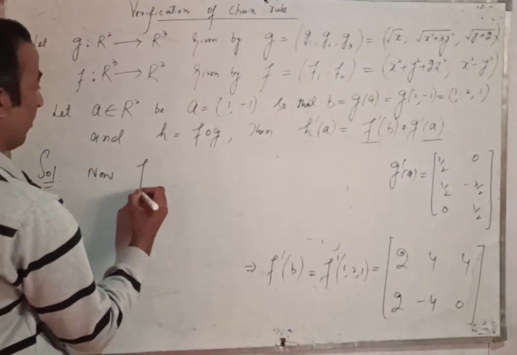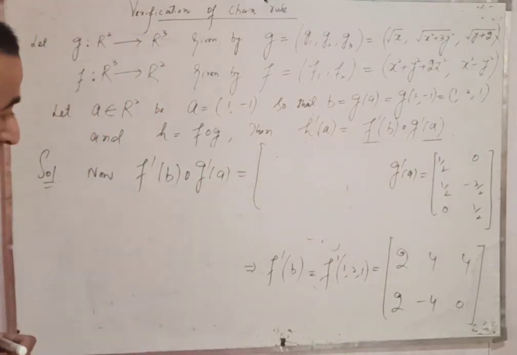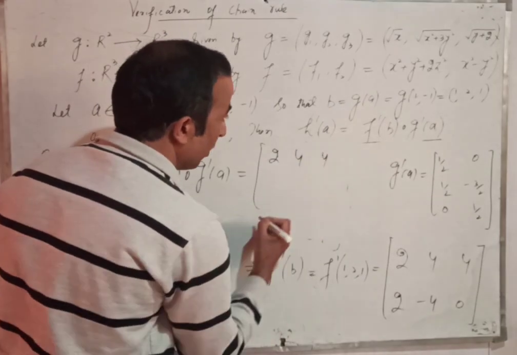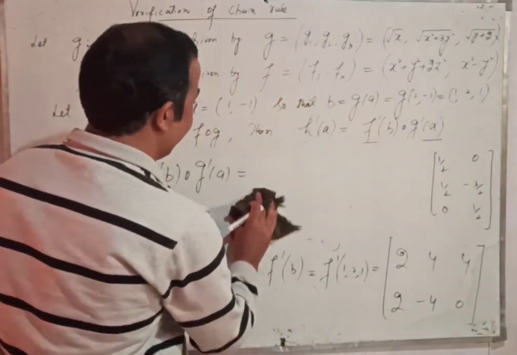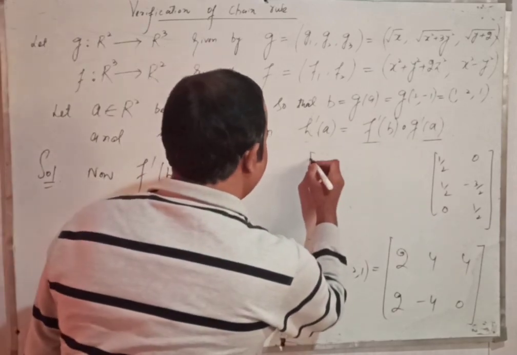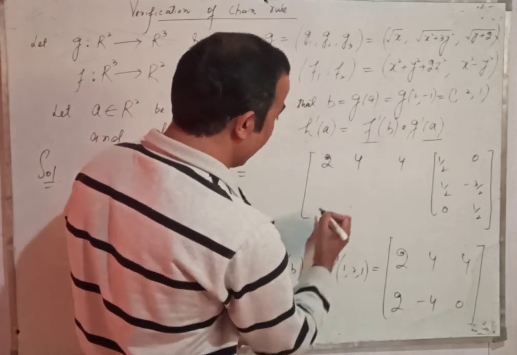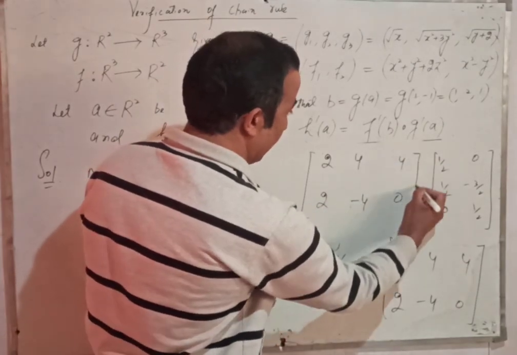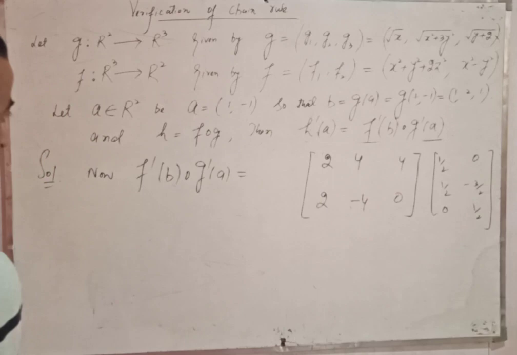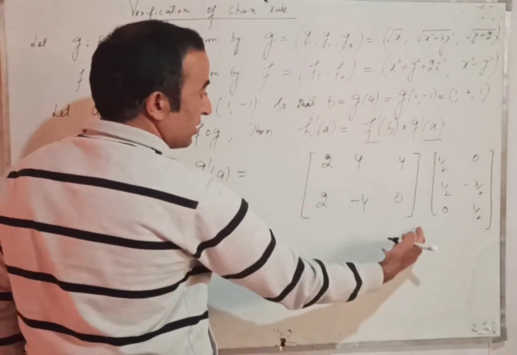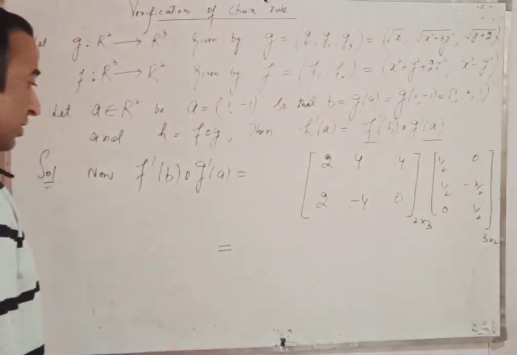Now, f dash of b operation g dash of a will be equal to f dash b, which is [2, 4; 4, -2]... I'll write it like this because g dash is given to me here. The value of f dash is 2, 4 and 4, 2 minus 4 and 0. Now I have to multiply these two to get the value of the right hand side, which is the product of these two. So composition here is simply the matrix multiplication. Here this is 2 cross 3 and this is 3 cross 2, so the product is well defined.